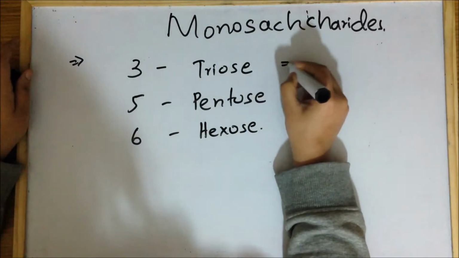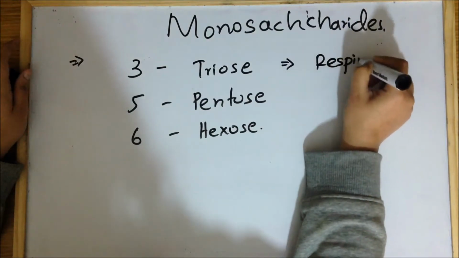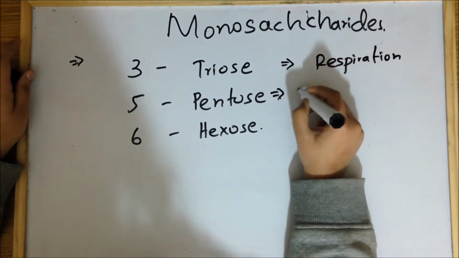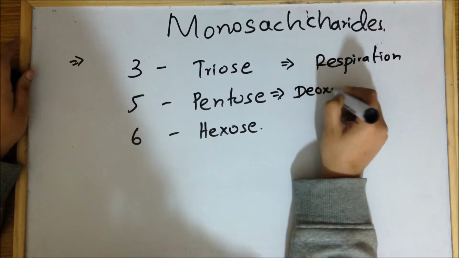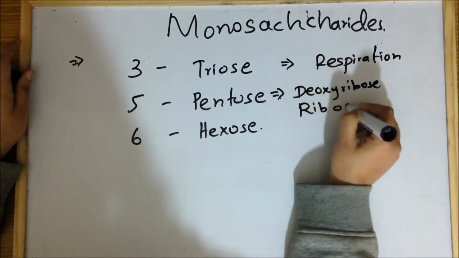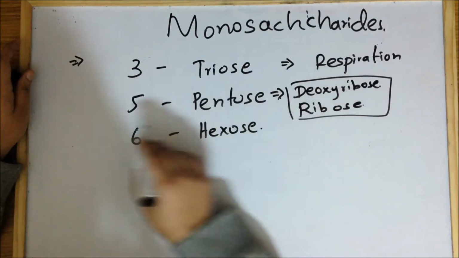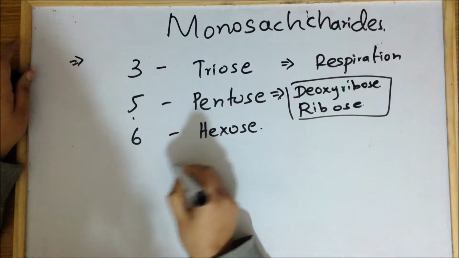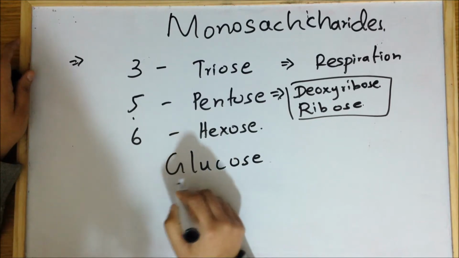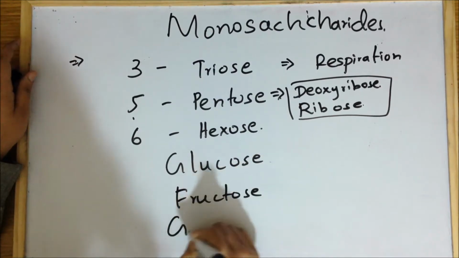Okay, so triose, they are helpful in respiration. You will learn about this in detail in your A2. And pentose, they are part of DNA, the deoxyribose sugar, and in RNA, ribose sugar. These two are pentoses, as the number of carbon there is 5. And hexose, there are several examples you should know. One is glucose, the most common one, and fructose and galactose.